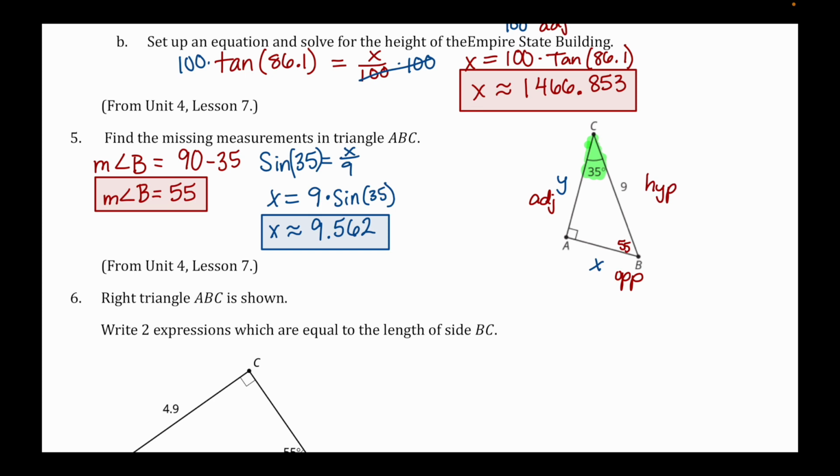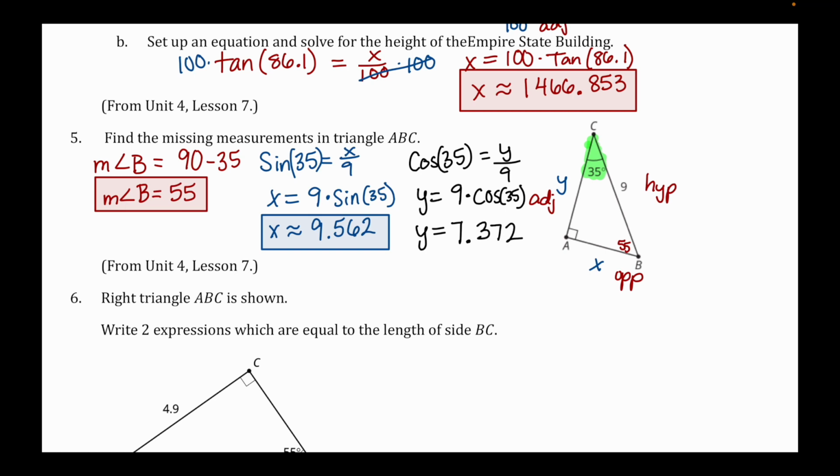We're going to use the adjacent and hypotenuse, so we're going to use the cosine of 35. And that's going to be equal to y over 9. So we're going to have that y is equal to 9 times the cosine of 35. And so that means that y is approximately equal to 7.372.